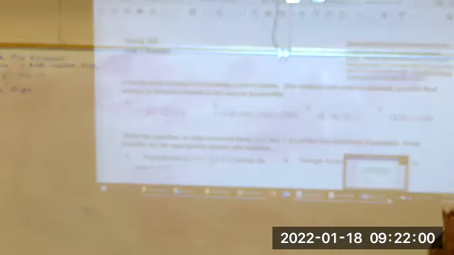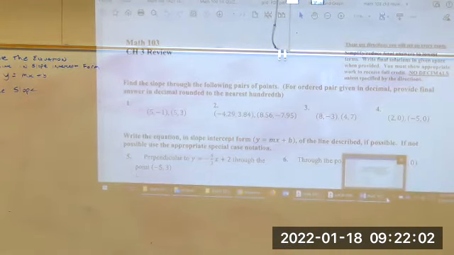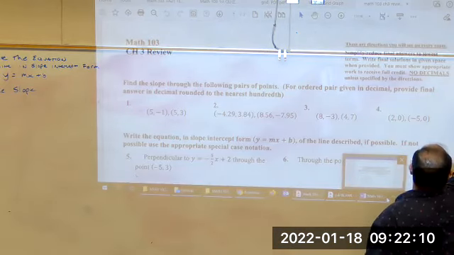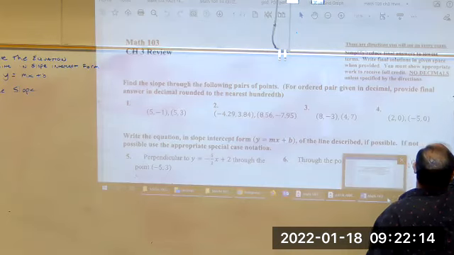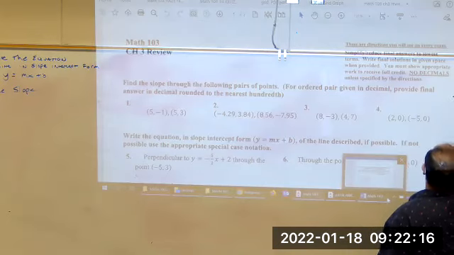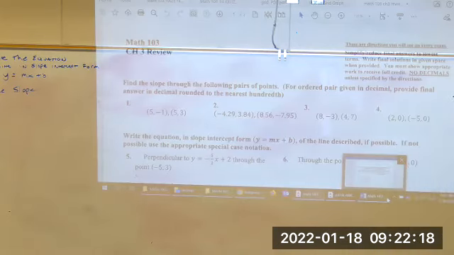Remember, tests are not open note. You have to know this formula. Rise is the Y's. Run is your X's. X's kind of look like somebody running along, with little feet right here. That's rise over the run. Rise is the Y's. Run is the X's. It's the difference in the Y coordinates divided by the difference in the X coordinates.